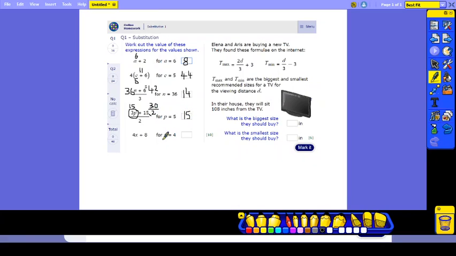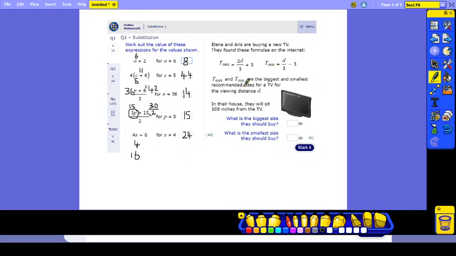And finally here, if I've got x is the same as 4, so I'm going to substitute x for 4, and now that just means 4 lots of x, 4 lots of 4, so 4 times 4 is 16. And I'm then adding on 8, so 16 add 8 is 24. So my answer would be 24.